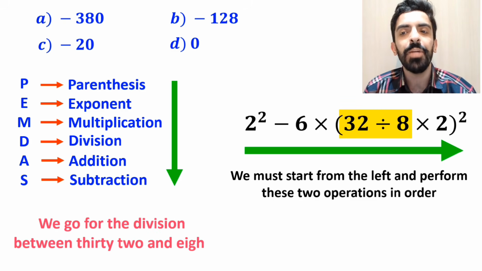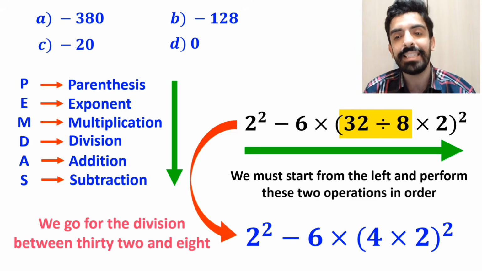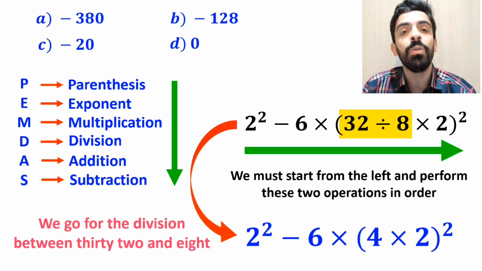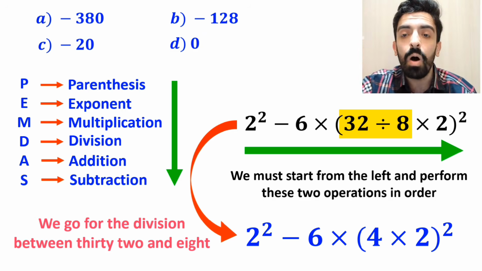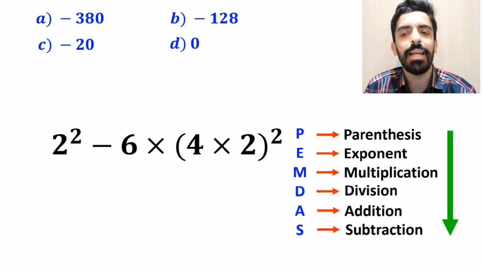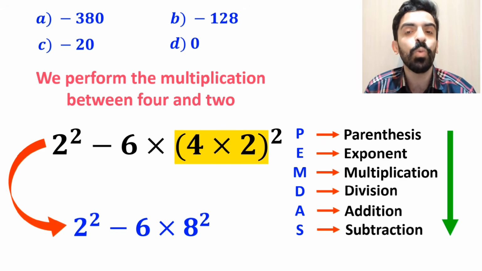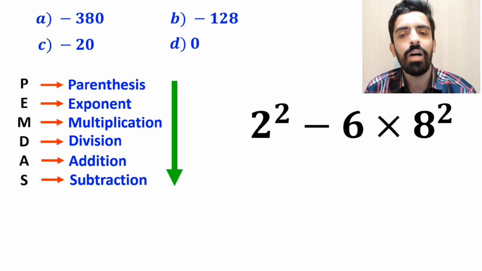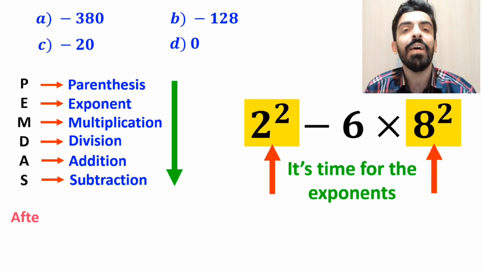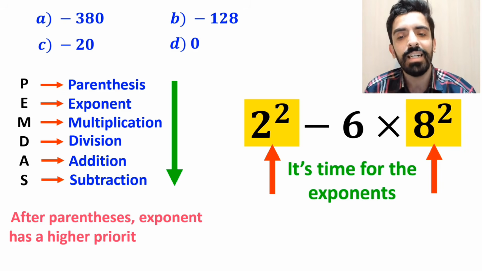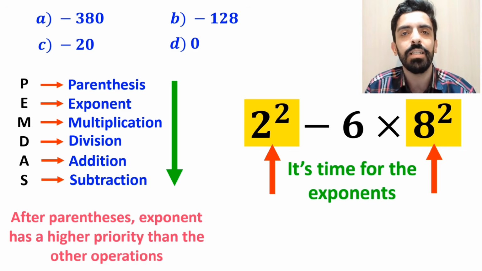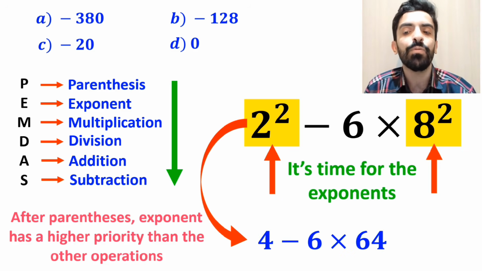So, first we go for the division between 32 and 8 and write this expression as 2 squared minus 6 multiplied by (4 times 2) all squared. In the next step, we perform the multiplication between 4 and 2 and this expression simplifies to 2 squared minus 6 multiplied by 8 squared. Now, it's time for the exponents because after parentheses, exponent has a higher priority than the other operations. So, we rewrite this expression as 4 minus 6 multiplied by 64.